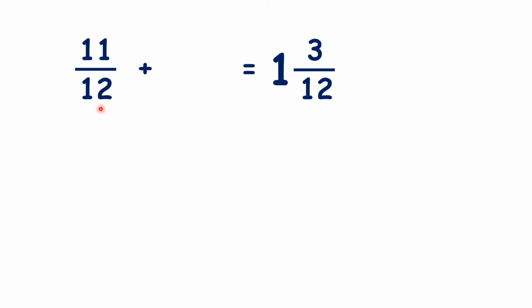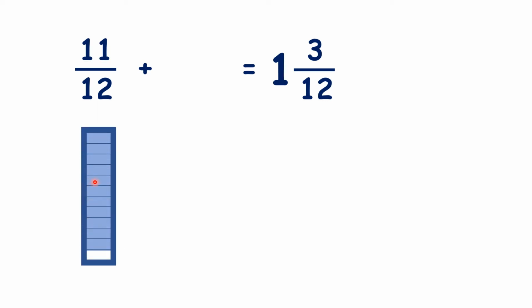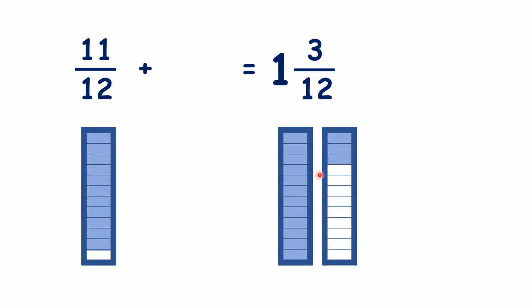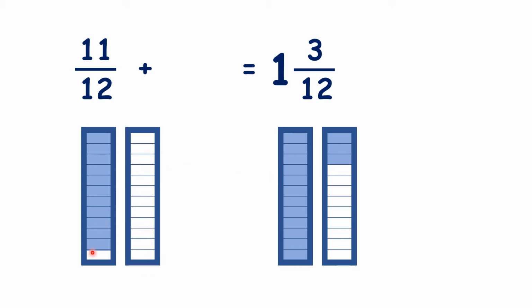Now 11/12 plus what is 1 and 3/12? Well, there's 11/12 and there's 1 and 3/12. So we need 1, 2, 3, 4 more 12ths. So 4/12 is our missing number. Notice 1 and 3/12 is the same as 15/12. Here we have 15/12 altogether, and if we start with 11, we know that we need 4 more to make 15.